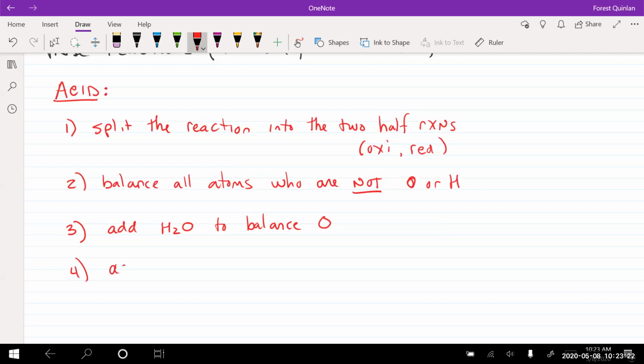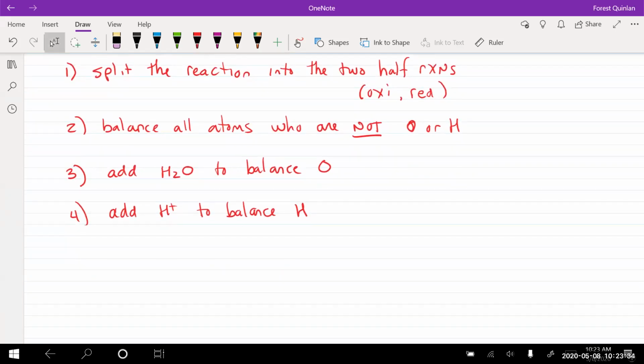Number 4, add H plus to balance the H's. Number 5, add electrons to balance charge. Now, these first 5 steps you do for both the oxidation and the reduction reactions. Nothing will be different between those for those steps.